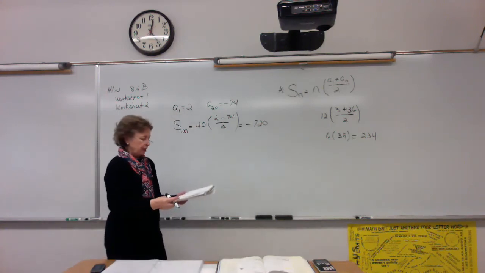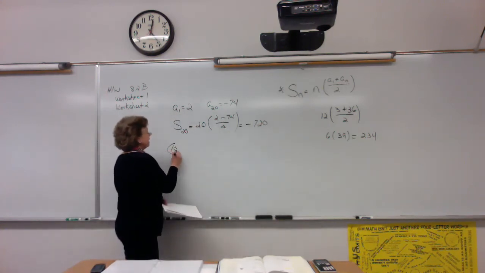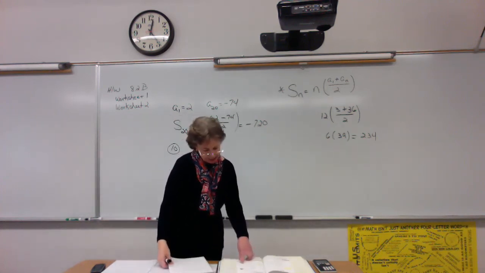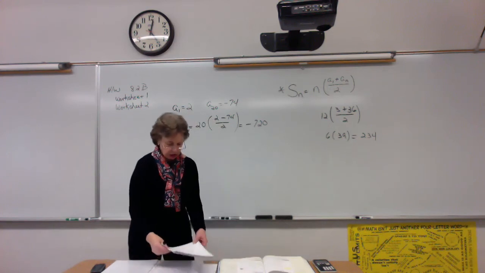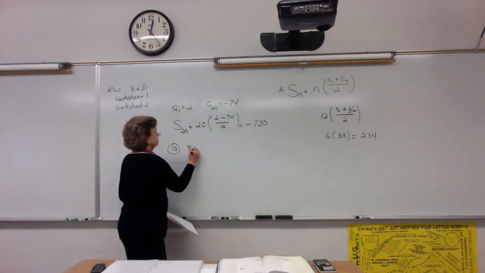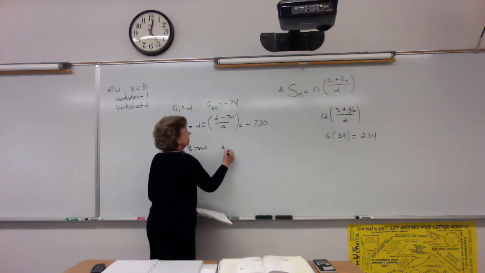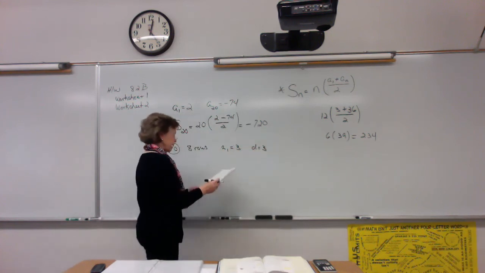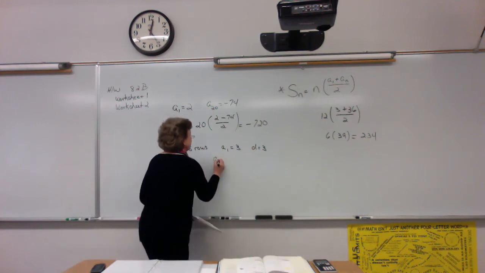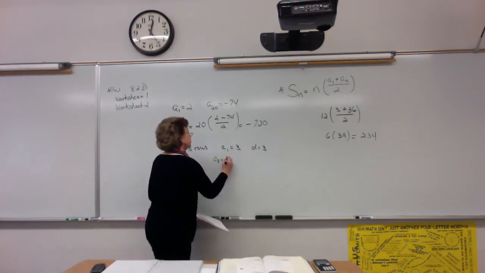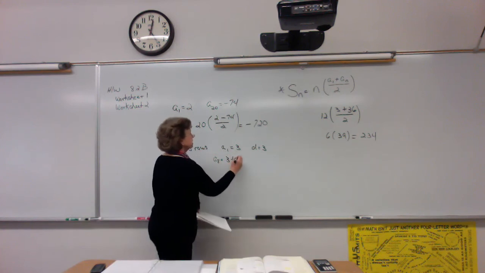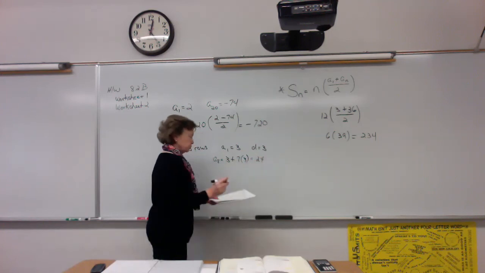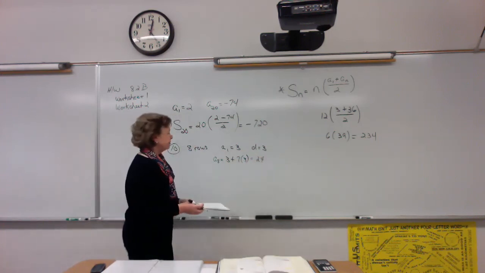720. For number 10, I'm back to that deck of cards, and there were, how many cards do you need to make a house of cards with 8 rows? So 8 rows, remember the first row had 3 cards, and the common difference was 3. And so if I'm looking for 8 rows, I'm thinking a sub 8 is going to be the first term, so 3, plus 8 minus 1, which is 7 times 3, or 3 plus 21. So I would have 24 cards in that final row.